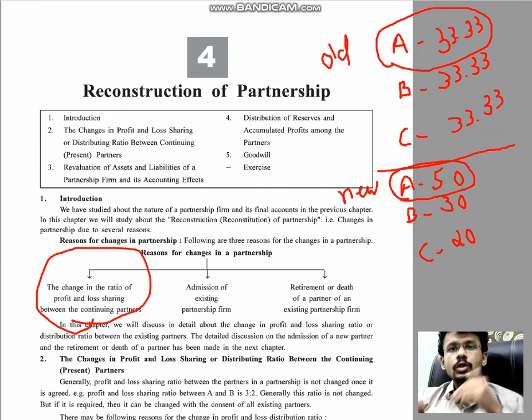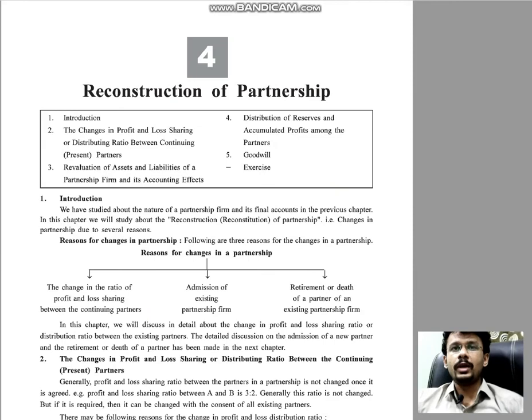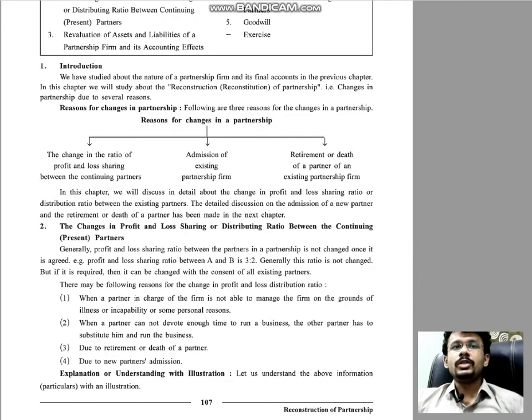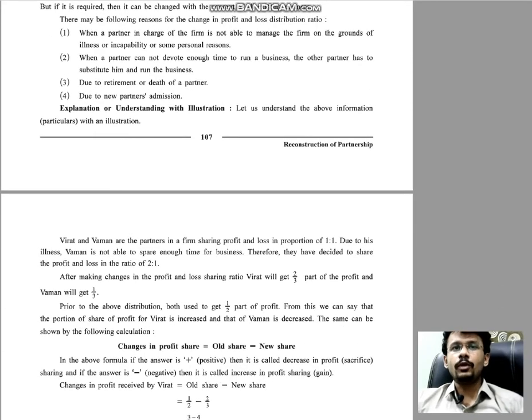Now because of the change in profit and loss sharing ratio, two things can happen. Either the partner would gain or the partner would sacrifice. કાં શેર વધી જાય કાં તો પાર્ટનરનો શેર ઘટી જાય. જો પાર્ટનરનો શેર વધી જાય ઓલ્ડ કરતા વધારે, then it is gain. જો પાર્ટનરનો શેર ઘટી જાય ઓલ્ડ કરતા ઓછો, then it is loss. Now let us understand these two things, and there are two formulas which we are required to learn in chapter 4.